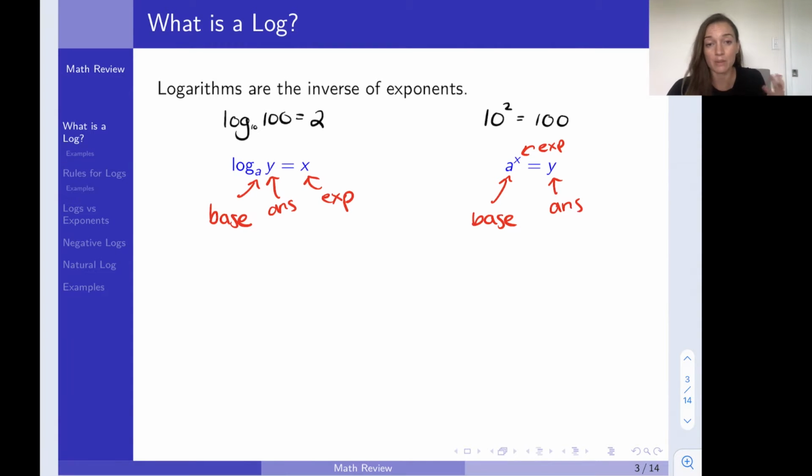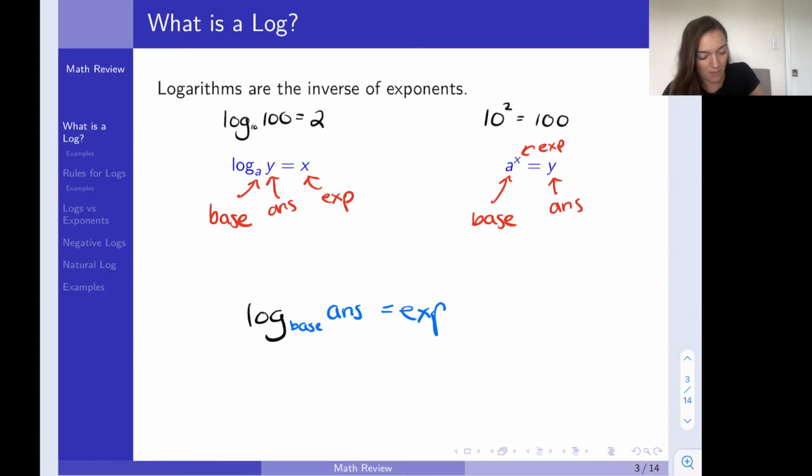The way I remembered what order the numbers go in, when I was learning it: I have my log, then I have base, answer, exponent, and that corresponds to my exponential, which is easy to remember, where you have the base, exponent, and then your answer. So that's the way I always thought of it: base, answer, exponent. That's the order that the numbers go in a logarithmic equation.